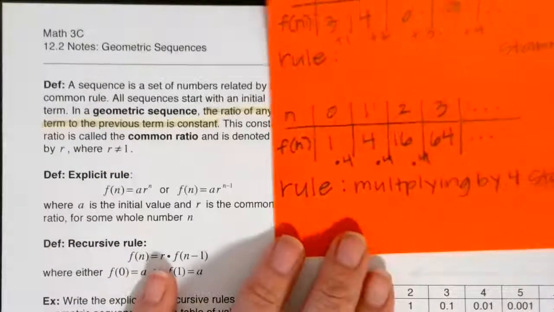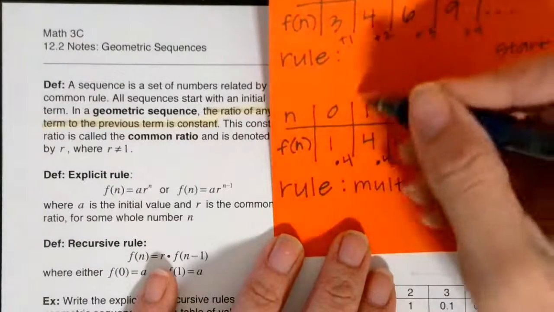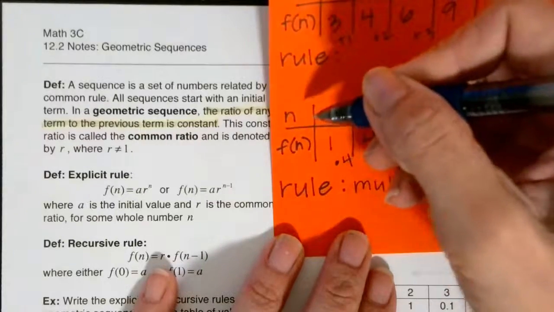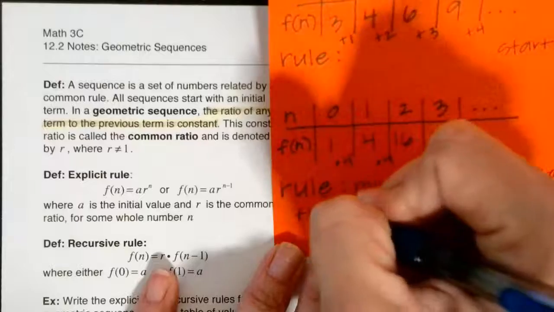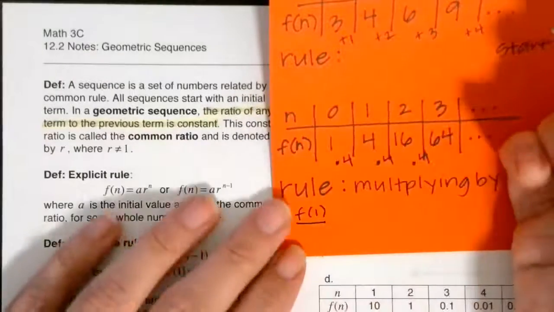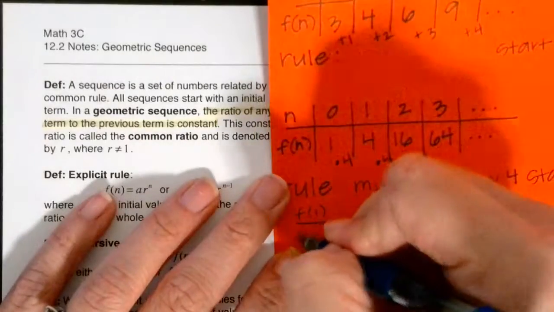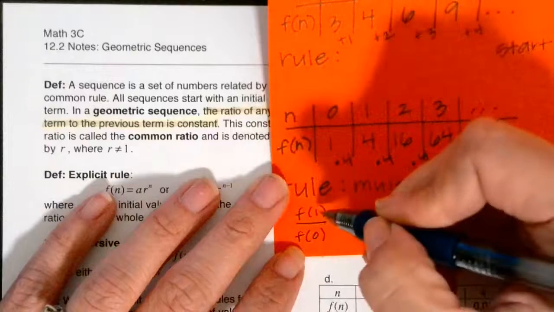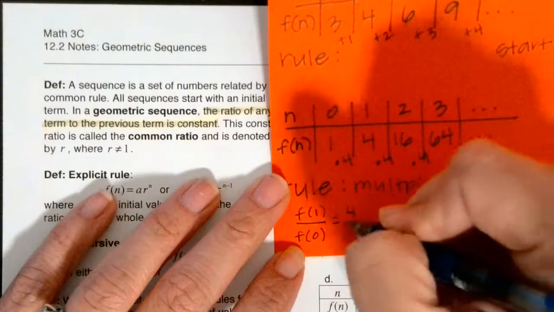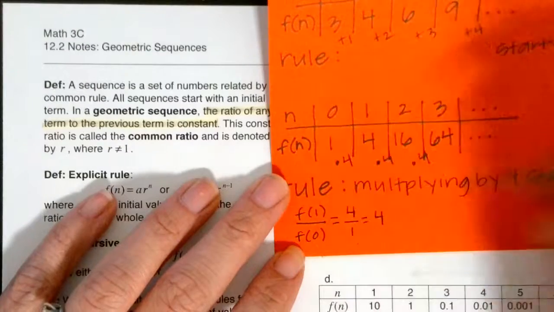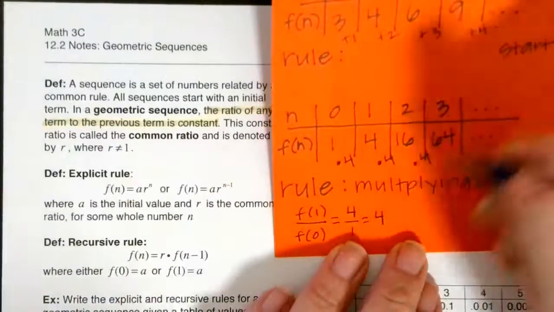So for any term, we're going to start with the first term because you have to have the previous term. So the first term is f of 1, and the ratio means a fraction, and to its previous term. The previous term to the first term is the 0th term, so it would be 4 over 1, which equals 4. Okay, now let's do the next one.